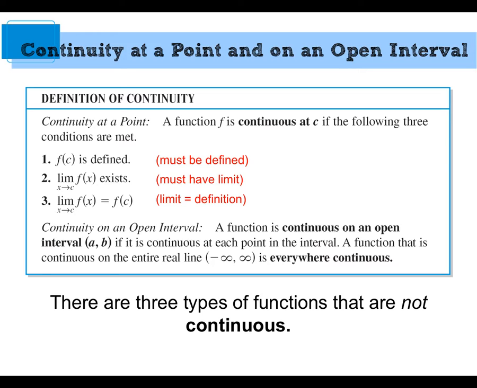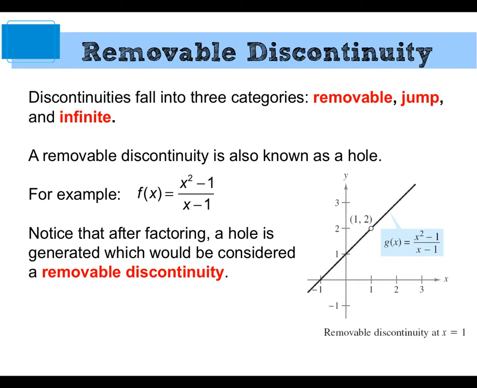Are you good with this? Okay, good. Here's the first one. It's called a removable discontinuity. You would know it as a hole. But the fancy calculus term is a removable discontinuity. If you go back to the simple definition that I had on one of the early slides, you can see I can't go from this point to this point without picking up my pencil because there's a hole there. So that creates a discontinuity.